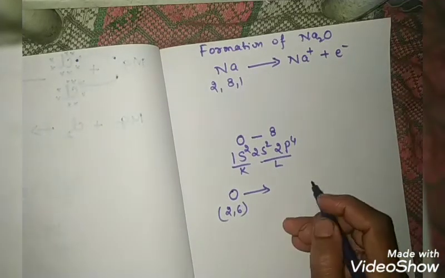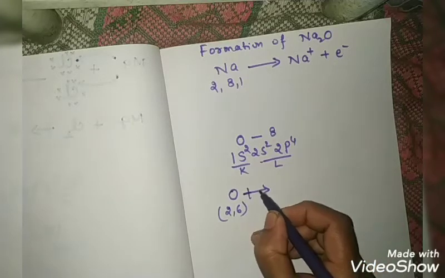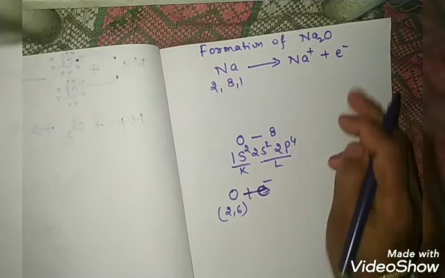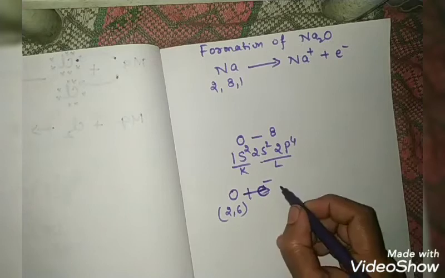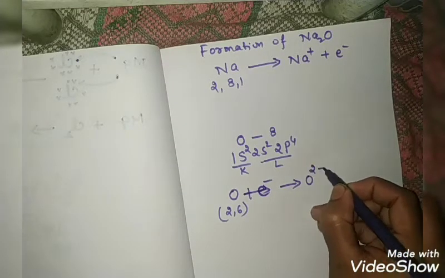So let us write first oxygen. It receives 1 electron, correct? It receives this electron from sodium and it becomes what now? It becomes 2 minus, correct?